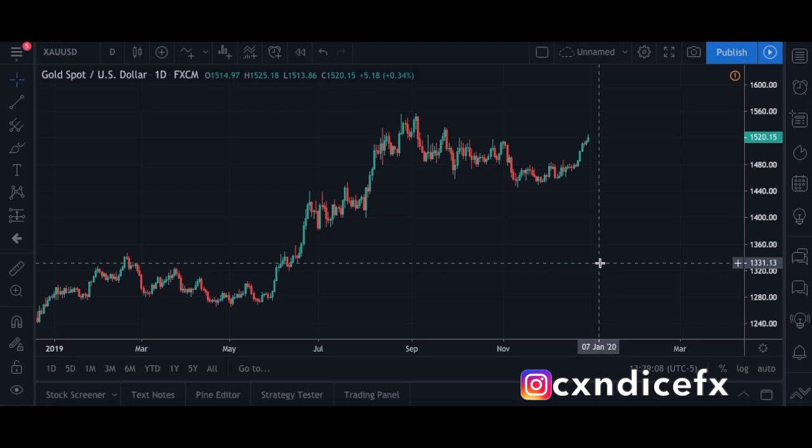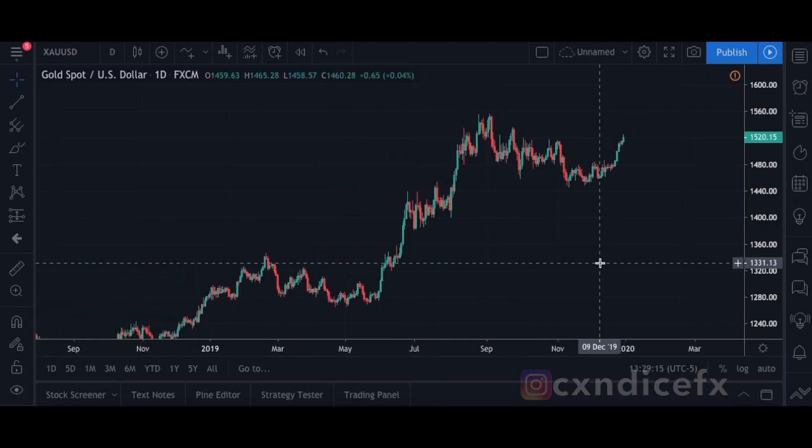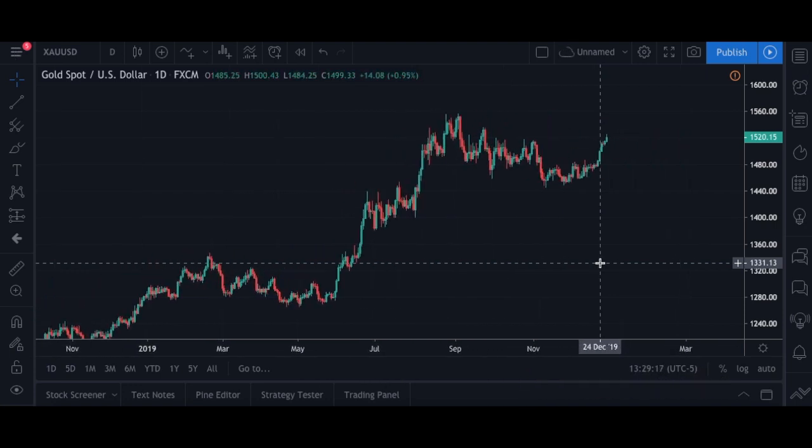Three quick tips on how to identify the trend in Forex in order to help you make some profits. I hope that these quick tips helped in some shape or form.